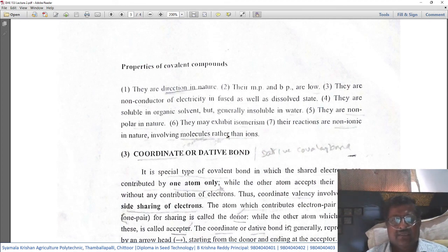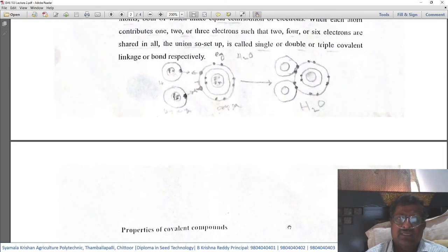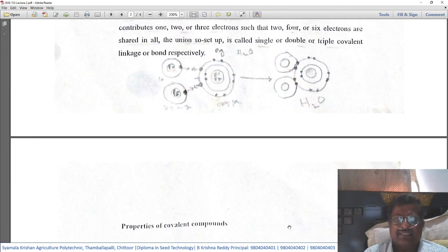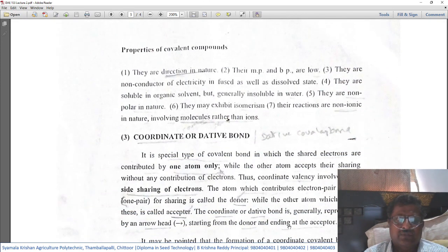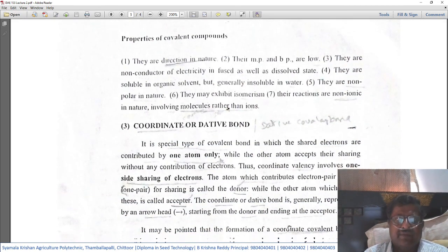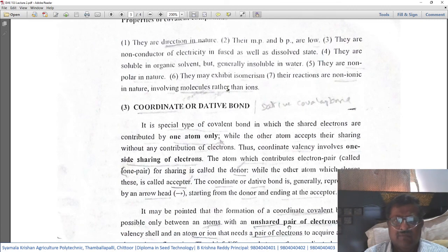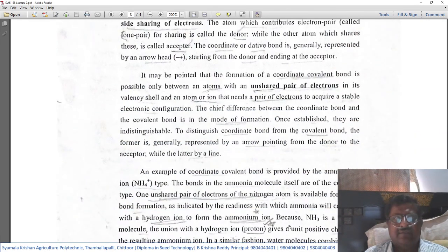Here, the reactions result from the involvement of molecules rather than ions. So in the previous example also, nowhere are ions formed. Both hydrogen and oxygen participate in the reaction without becoming ions. Okay. So these are the various properties of covalent compounds. Is it clear?